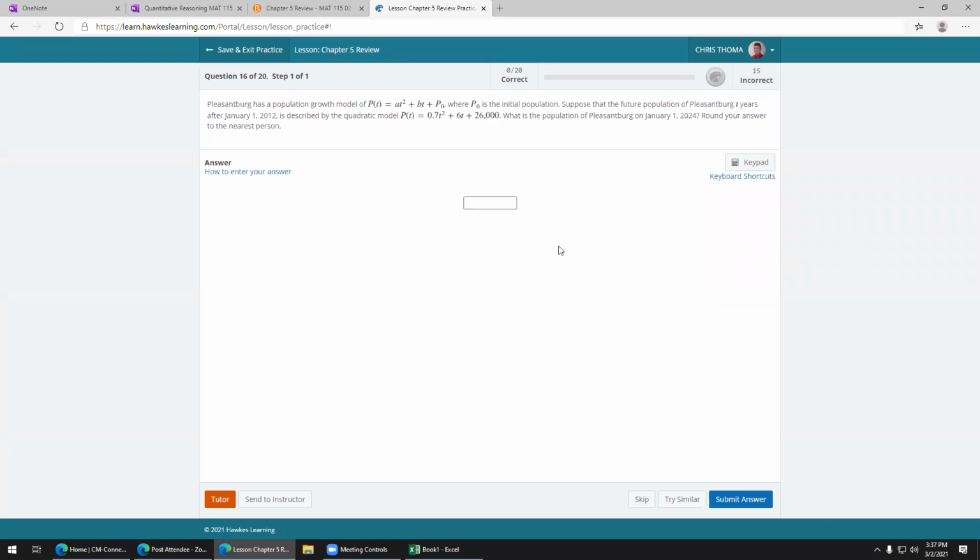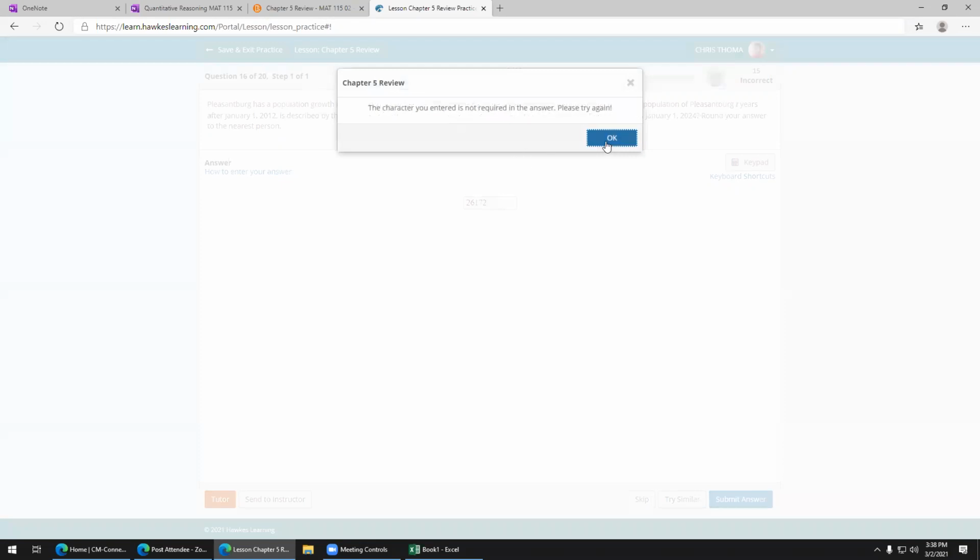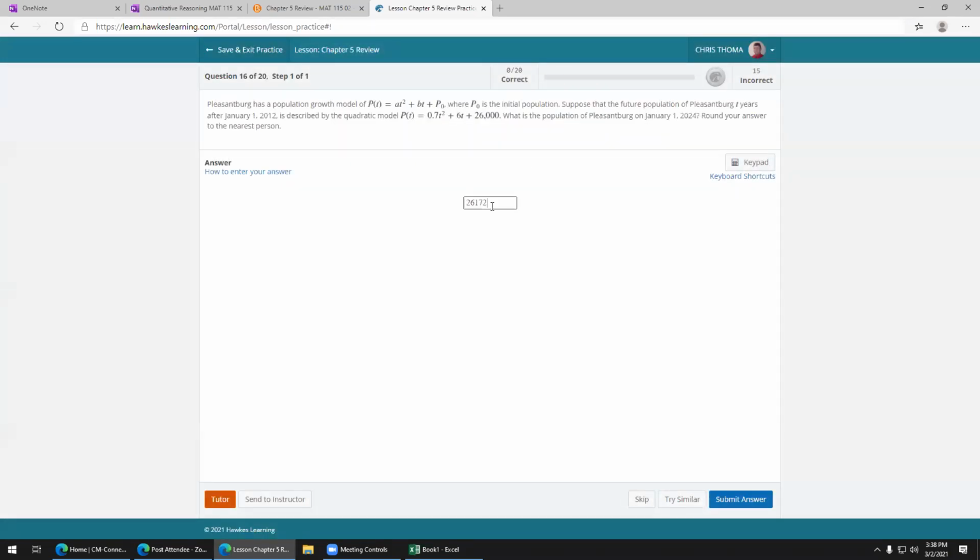So 0.7 times 12 squared plus 6 times 12 plus 26,000. Make sure I type in enough zeros because I think that's what I did wrong. I think I get this one wrong on the chapter review. Again, not reading carefully enough. I didn't type enough zeros in. So if I type this in my calculator, I get 26,172.8. It's not even gonna let me show you the 0.8 because it tells me not to put it in. But my calculator has a 0.8 afterwards. So 0.8 is higher than 0.5, so my 72 becomes a 73.